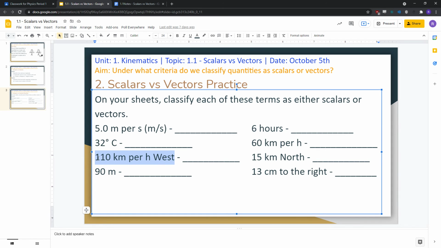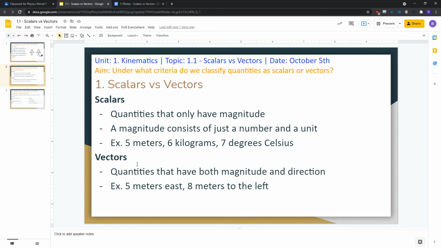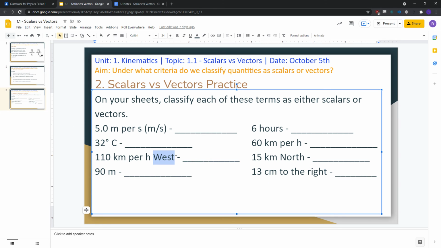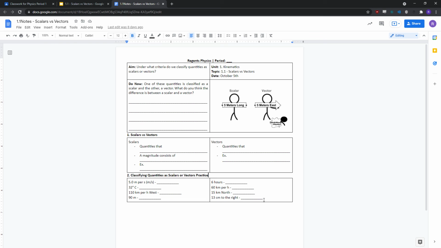What about 110 kilometers per hour west? Is that a scalar or a vector? That's going to be a vector, because it has a direction, west. So fill out the rest of this sheet.